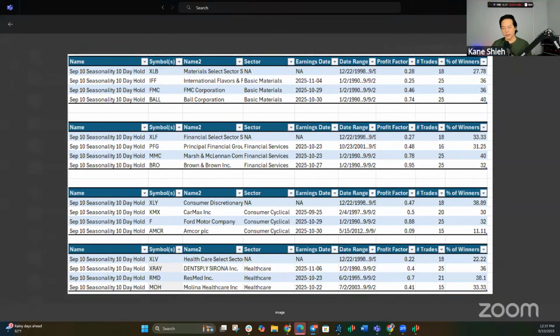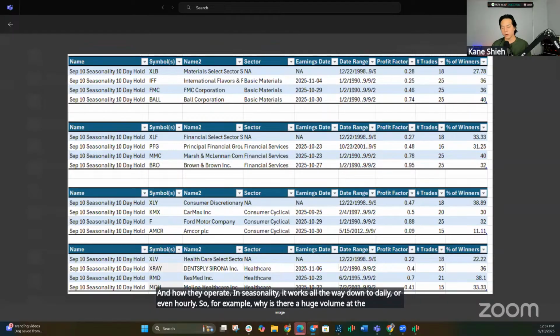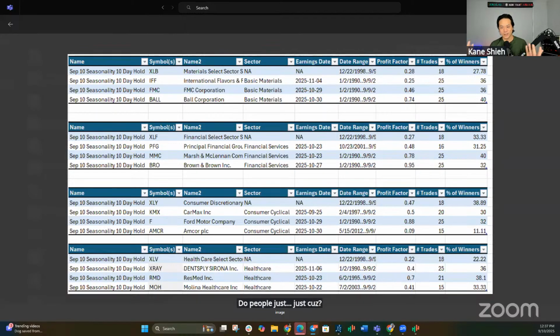While Roger's doing that, I'll give you a little bit of insight on funds and how they operate. Seasonality works all the way down to daily or even hourly. For example, why is there a huge volume at the open? Why is there a huge volume at the close? Are people just desperate to get things done before the close? They couldn't do it in the 3, 4, or 5 hours before the market closed? The answer is no. It's the way that the funds operate.